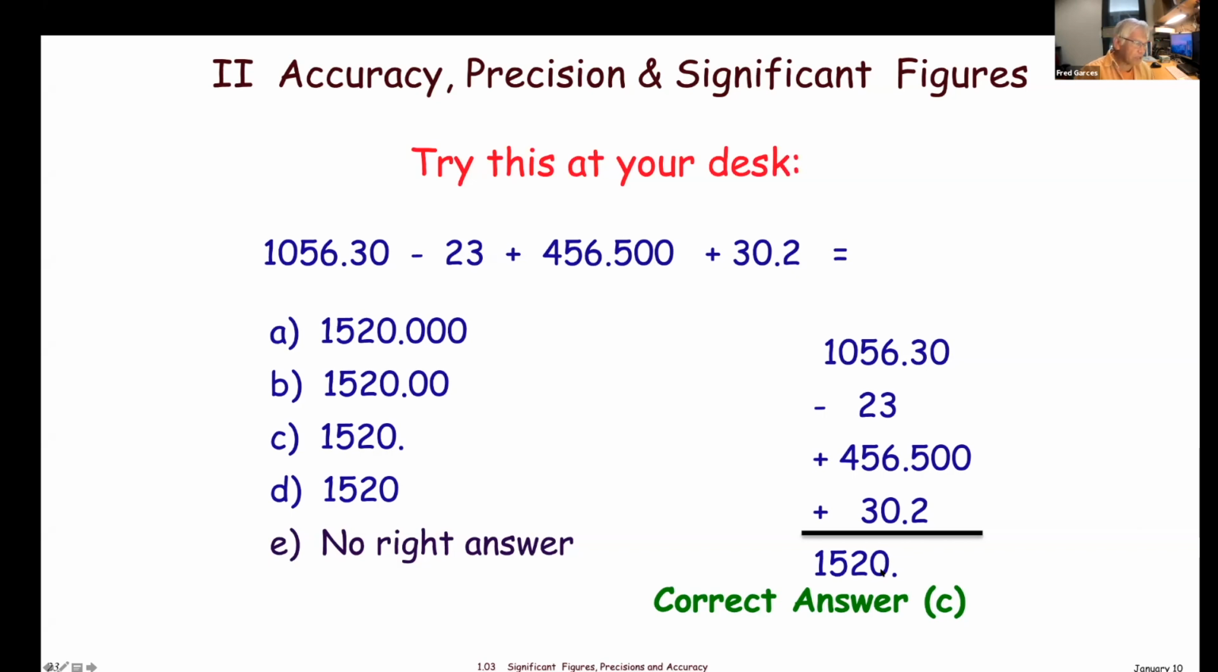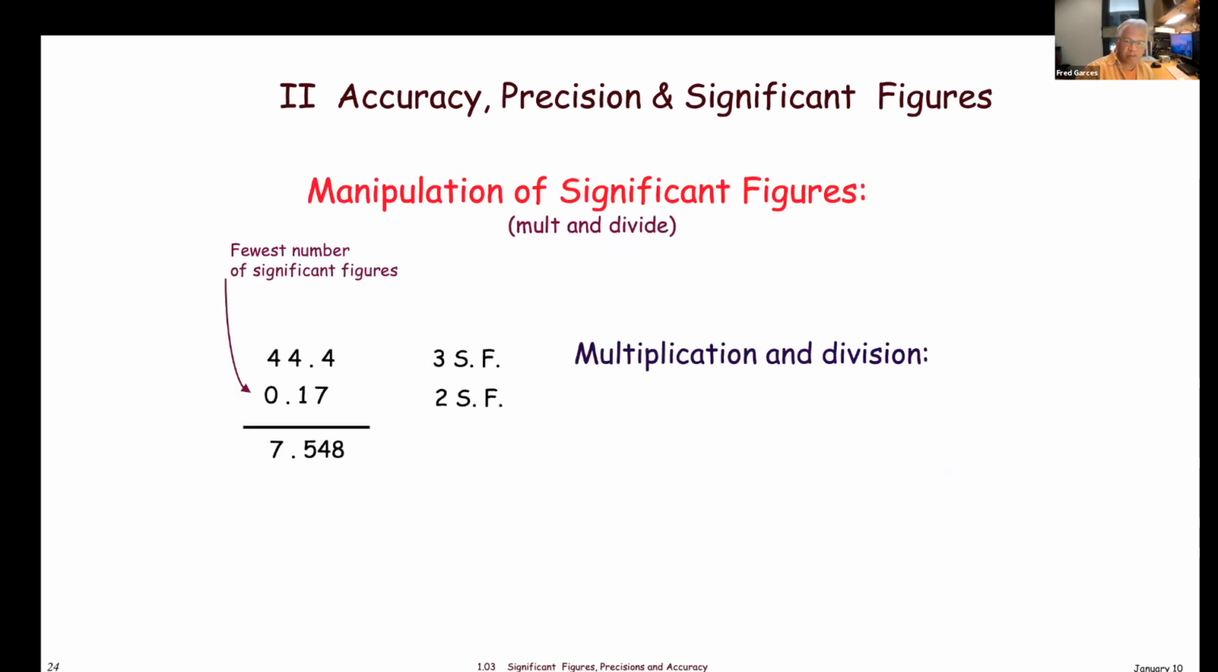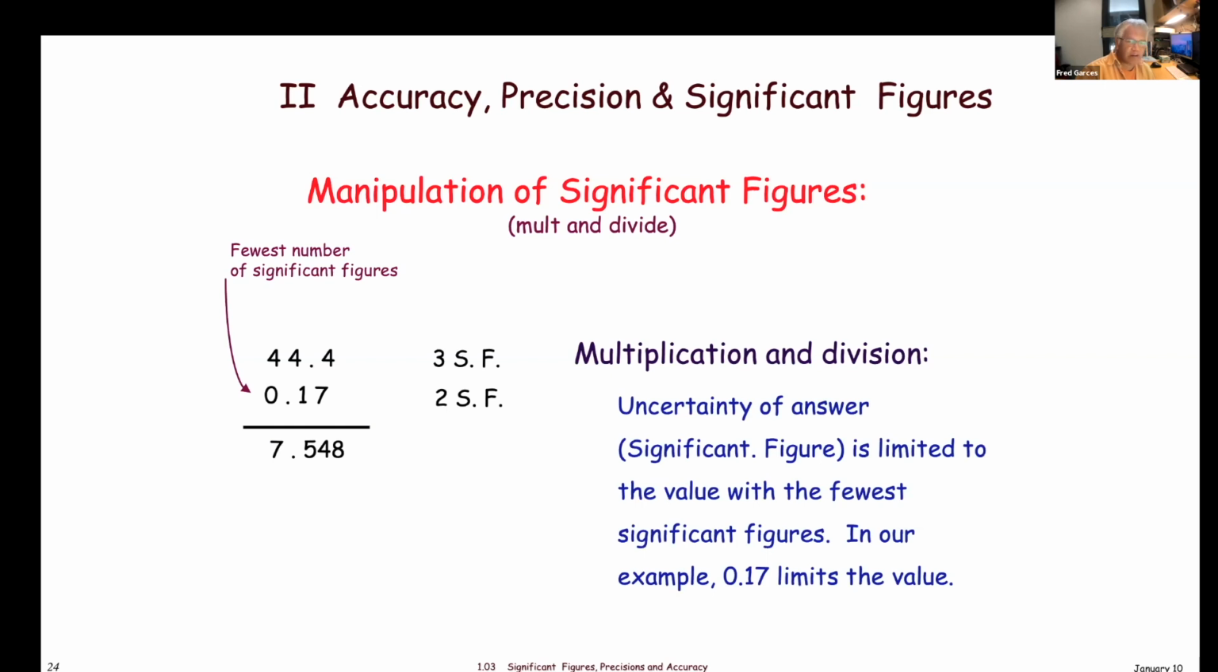Okay, I hope that that's clear. That's a good example in terms of illustrating that. Multiplication and division is actually the simplest of the rules, and the reason why is because you don't have to worry about precision. You don't have to figure out how many decimal points to the right or to the left. All you do is figure out which one has the fewest significant figures, and you round off your answer based on that, 2 significant figures.